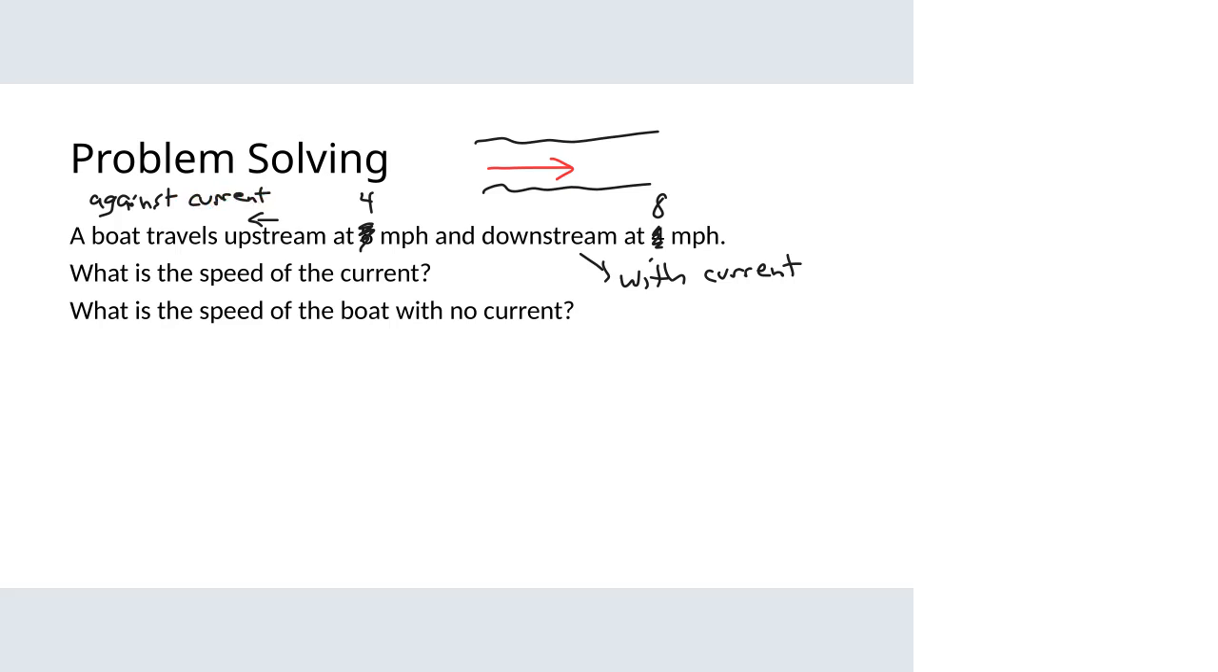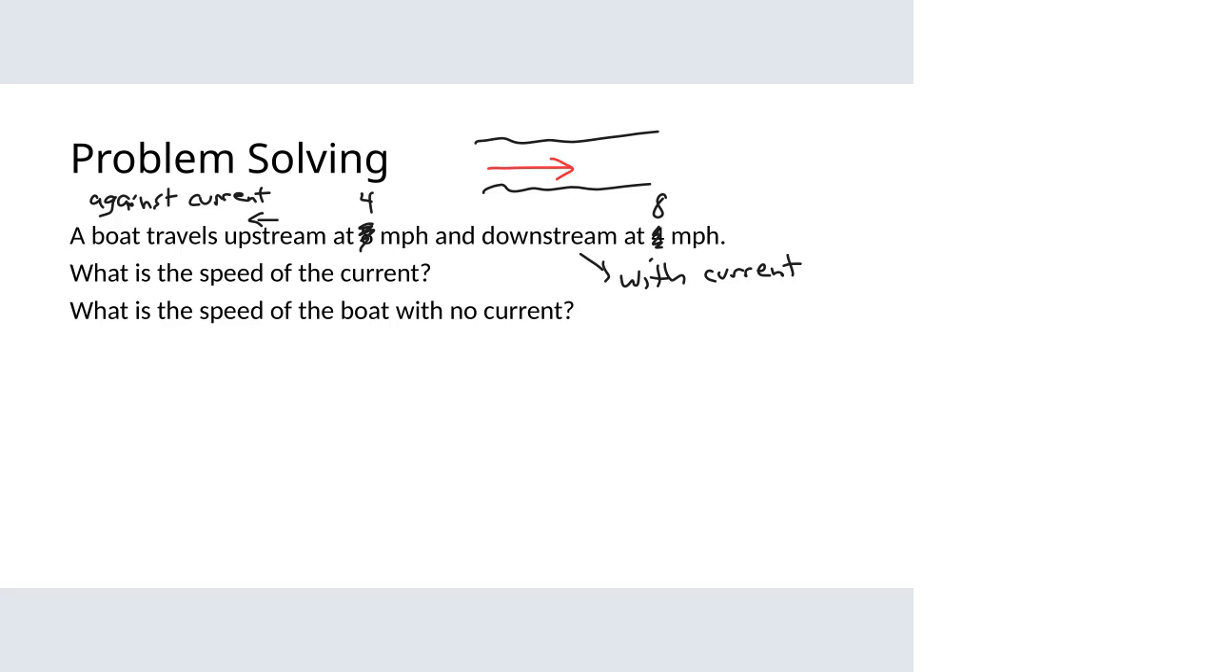So the current is actually slowing the boat down when it goes upstream. And there are 2 questions here. What is the speed of the current? And what is the speed of the boat if there weren't any current at all? If it was just in water that was still?